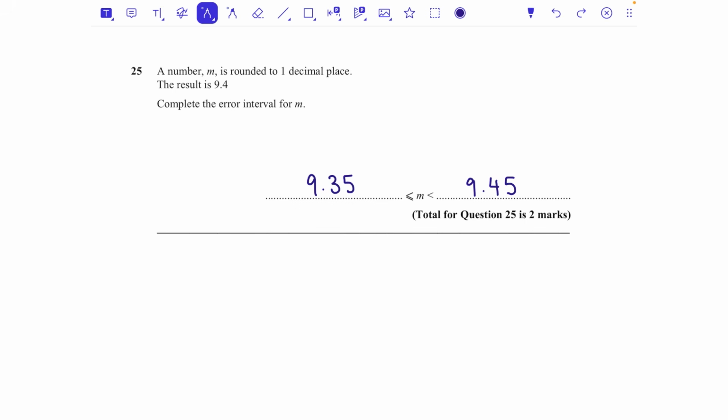So we rounded to the nearest 1 decimal place. It was the nearest 0.1. You always half that number, and so that's 0.05 above and 0.05 below, and that's why we popped that there and that there. Good, so that's the smallest and the biggest it could have been to round to 9.4.